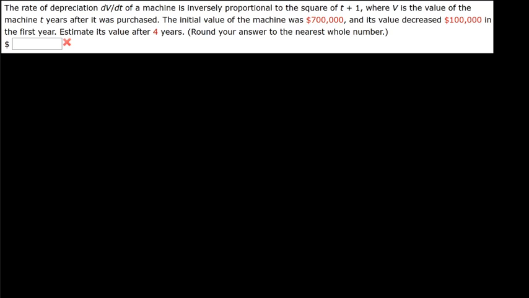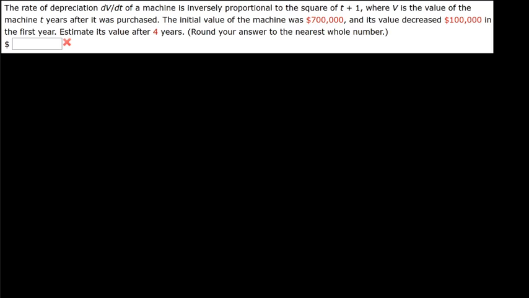It says the rate of depreciation, dv over dt, of a machine is inversely proportional to the square of t plus 1, where v is the value of the machine t years after it was purchased. The initial value of the machine was $700,000, and its value decreased $100,000 in the first year. Estimate its value after 4 years, and then round your answer to the nearest whole number, so nearest integer.